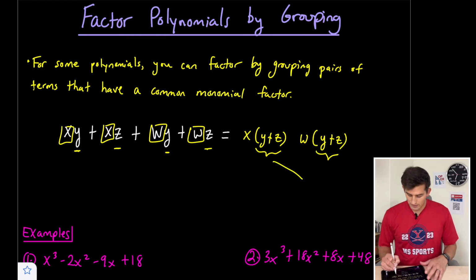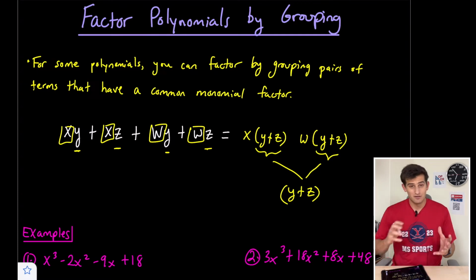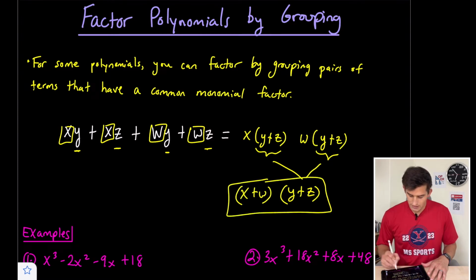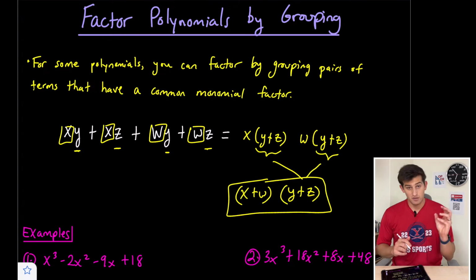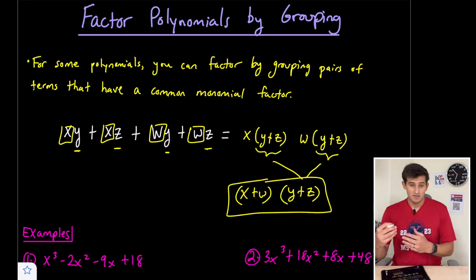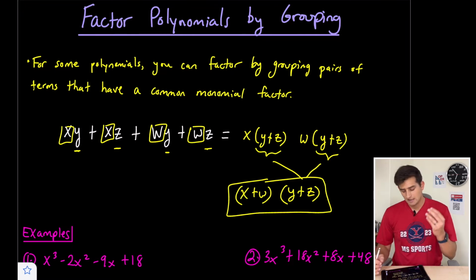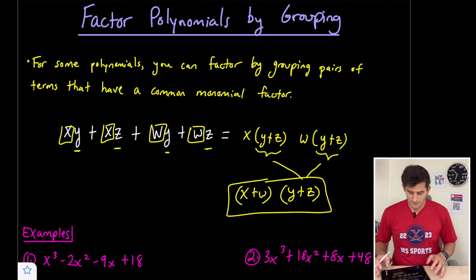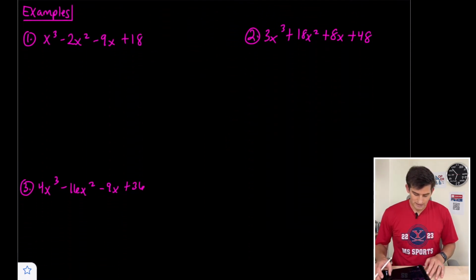And so now we can bring that together as one binomial, like we are factoring that out. And now our other factor would be x plus w. And so that's how we can factor by grouping. The monomials that we factored out, an x and a w, created a common binomial, which was y plus z. That common binomial stays in our answer as one of our factors. And then the 2 monomials that we factored out become a binomial in our final answer. So let's look at 3 examples and let's apply this.